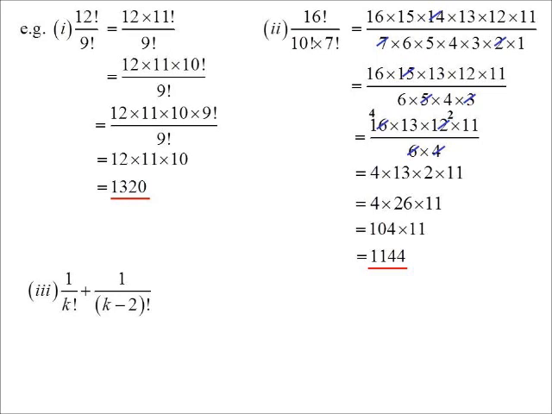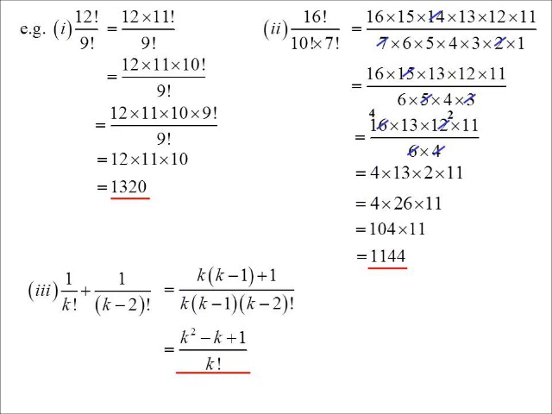I need a common denominator. That common denominator will be k factorial, because k factorial would be the bigger multiplication. But I've rewritten k factorial as k times (k minus 1) times (k minus 2) factorial, just to highlight how I've changed the denominator. So it becomes k on k minus 1 plus 1, isn't it? And then we get k squared minus k plus 1 on k factorial. There's our answer. So that's just a bit about factorials, which will come in handy during our work.